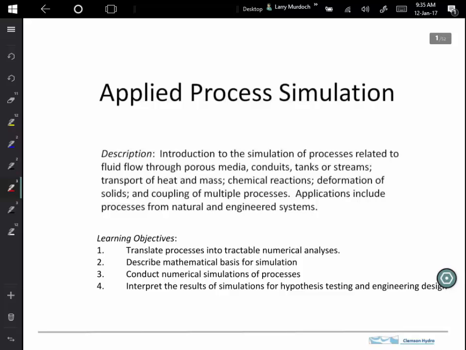Okay, so I'd like to get started with the overview of the class. This is from the syllabus, and we just have a brief description of the class, what we're trying to achieve. The class, Applied Process Simulation, is going to be an introduction to simulating processes related to fluid flow through porous media, conduit, tanks, so a variety of different kinds of fluid flow we'll be looking at. Transport of heat and mass, chemical reactions, and deformation.